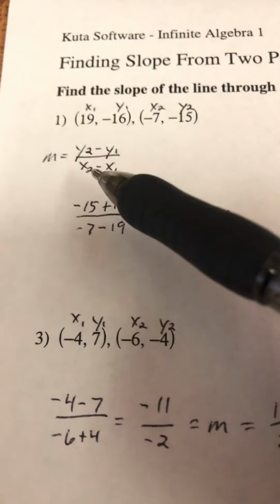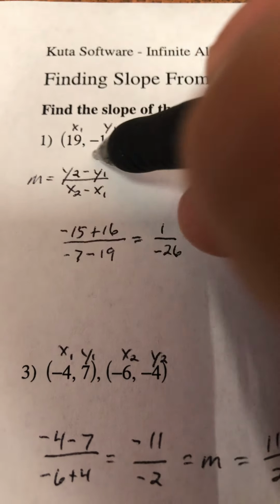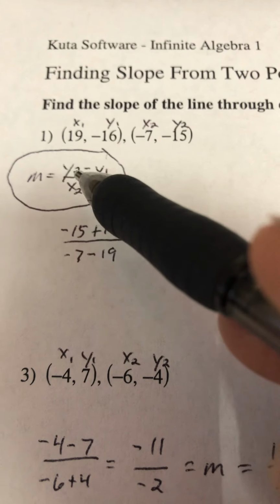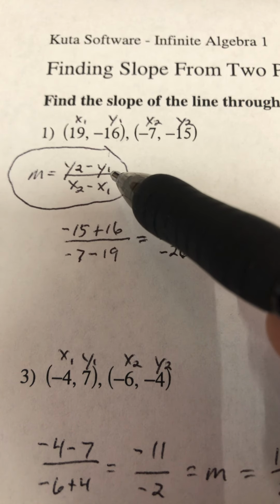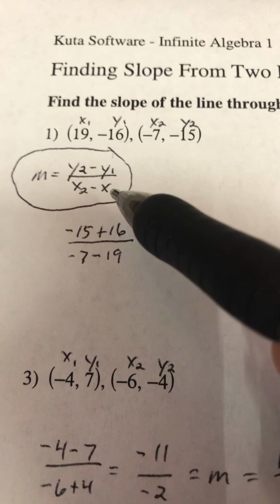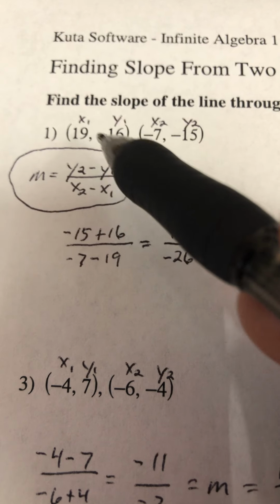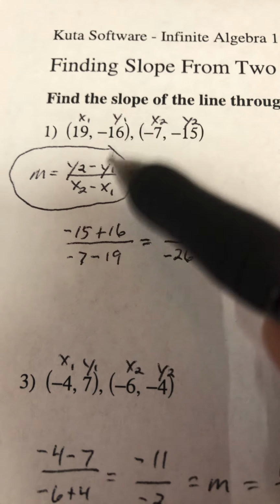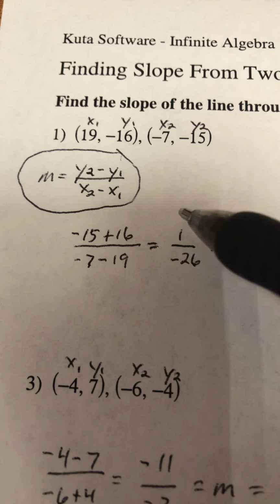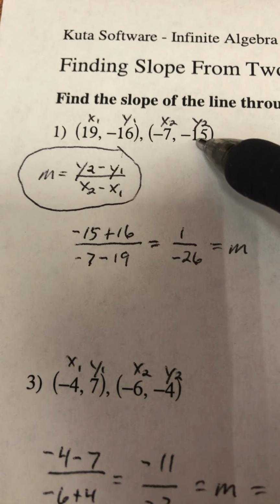Remember, your problem is going to be this, your formula that you're going to use for slope. You take your second y value minus your first y value and divide that by your second x value minus your first x value. I like to label my x's and y's first, so it just makes it easier for me to think and see and gets me organized. So here's your first x and y and your second x and y.